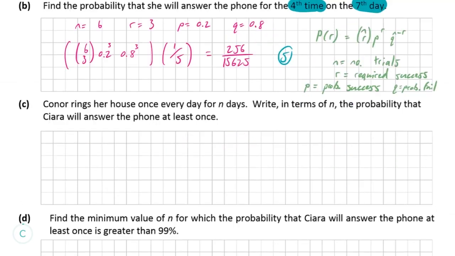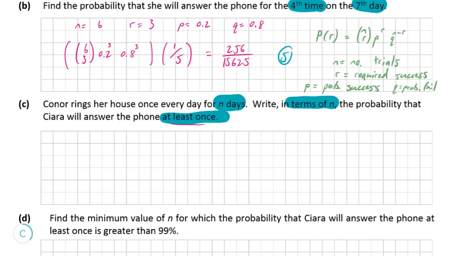So part C asks us, given that Connor rings her house every day for n days, to write, in terms of n, the probability that she will answer the phone at least once. So the best way to do this, and other similar questions where we're trying to figure out the probability of something happening at least once, is to consider what would happen if the thing doesn't happen or doesn't come true.